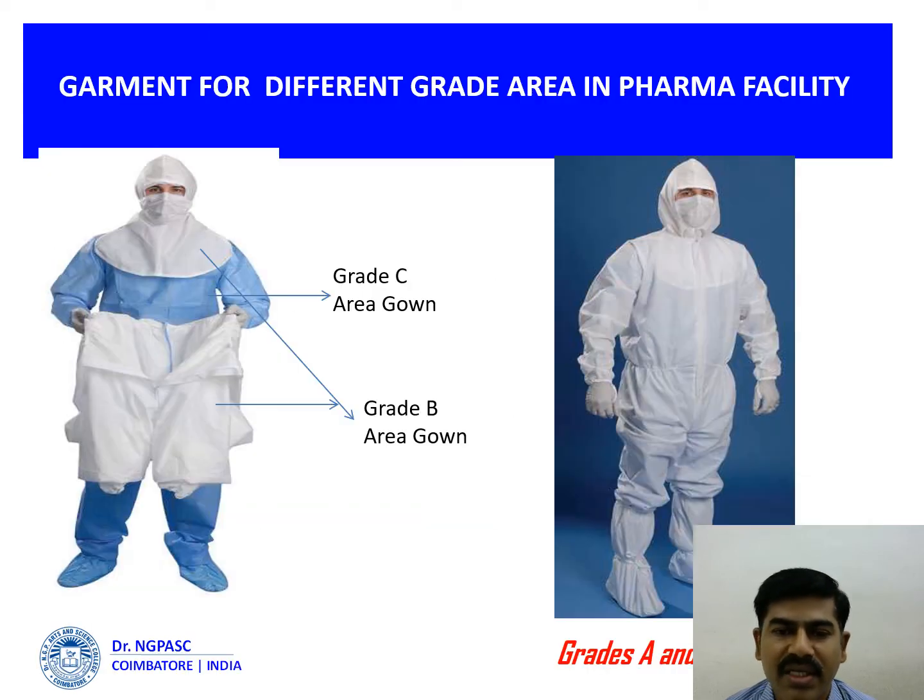So this picture represents the garments for the different grade areas in the pharma industry. If you see the grade C area down here, you can wear a boiler suit. Then in the grade B area, you should wear the head gloves, head gown and this suit. So this is the overall picture for the grade A and B areas. The grade A area becomes grade B when the personnel enter into grade A.